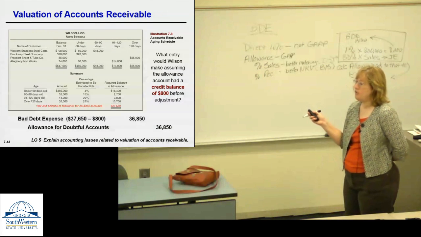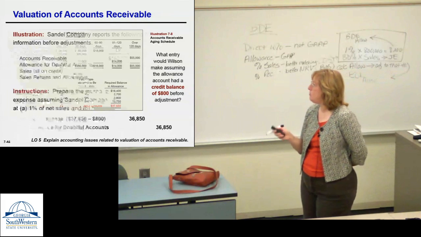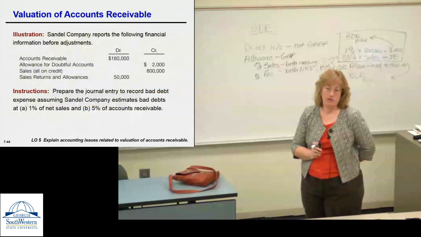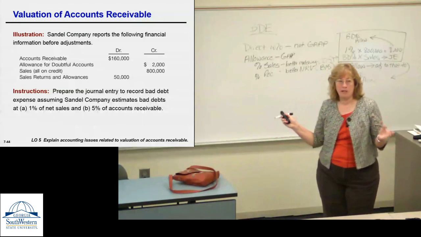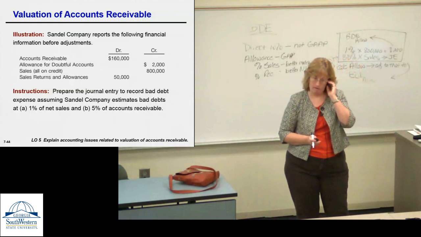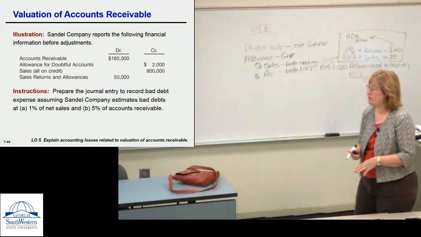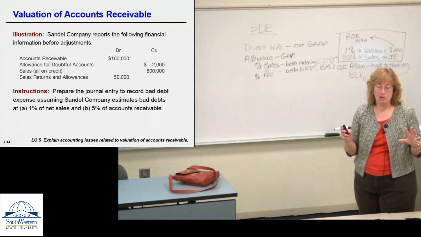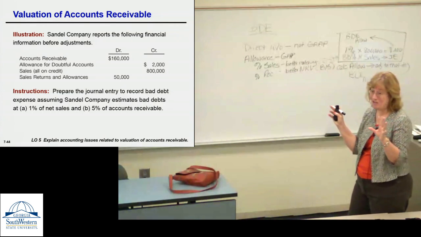Okay, all right, here's our situation. We have all this stuff. What is our journal entry to record bad debt expense, assuming they use 1% of net sales? Just forgetting the amounts, what are we going to debit and credit? Debit, bad debt expense, credit, allowance for doubtful accounts. Assuming you get that straight, you should eliminate some of the choices in the multiple choice, right?